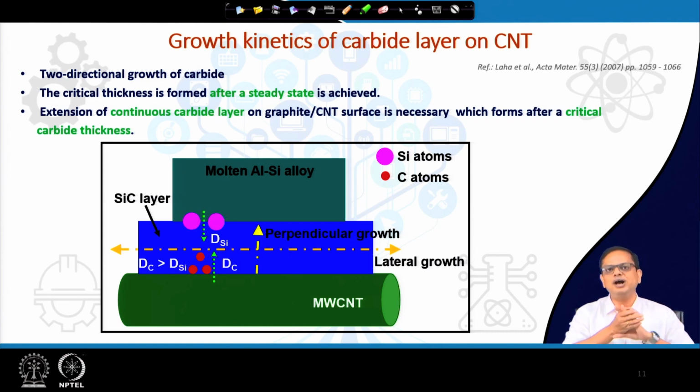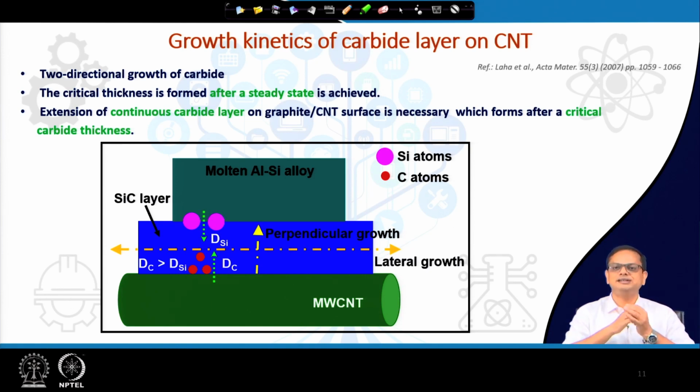Because we do not want the carbide to be thicker, because as you understand, carbide phase is a brittle phase. So, when we have a brittle phase in between at the interface, it will lead to easy cracks, okay, and then from there crack propagation will start and failure will start.